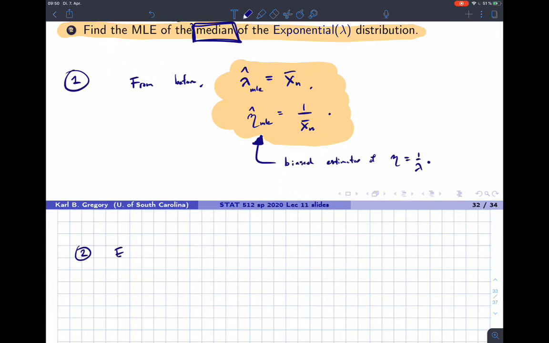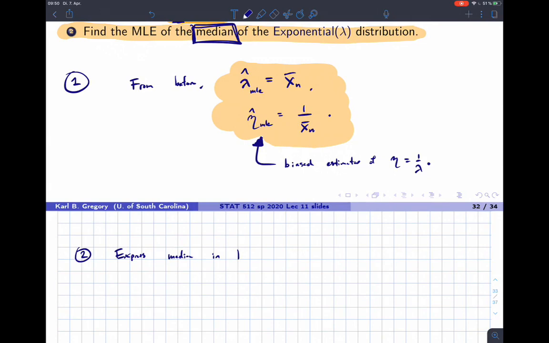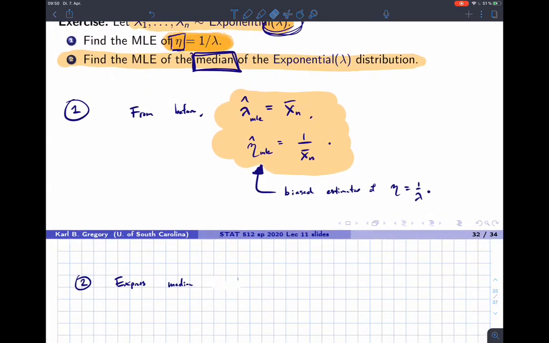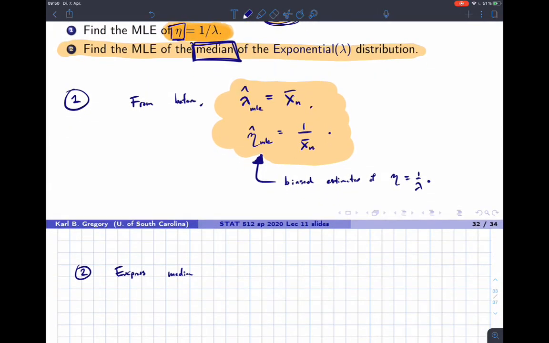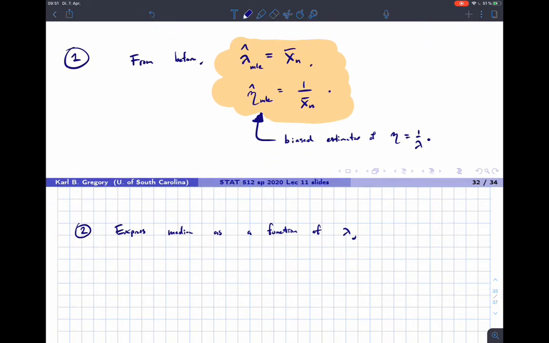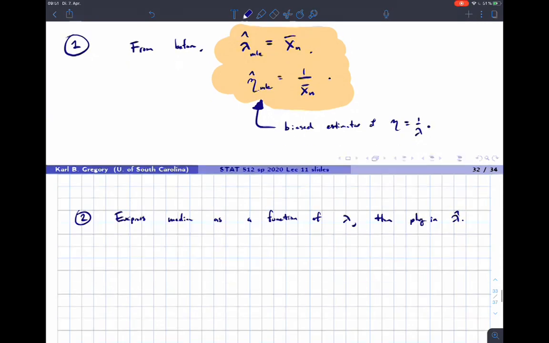Well, we need to express the median as a function of lambda. So if we can express the median as a function of lambda, then we can just plug in lambda hat. And that will be like the maximum likelihood way of estimating the median.